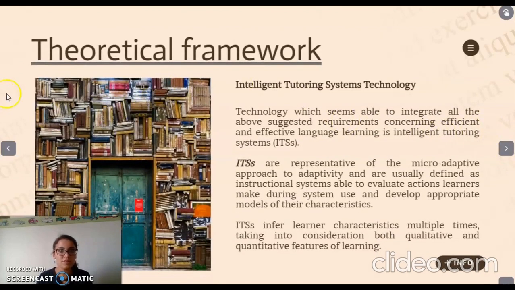And the theoretical framework: there is intelligent tutoring systems technology. We have to speak about this technology, which seems able to integrate all the above suggested requirements concerning efficient and effective language learning. Intelligent tutoring systems are representative of the micro-adaptive approach to adaptivity and are usually defined as instructional systems able to evaluate actions learners make during system use and develop appropriate models of their characteristics. And this system infers learner characteristics multiple times, taking into consideration both qualitative and quantitative features of learning.